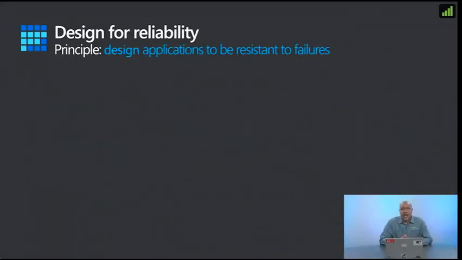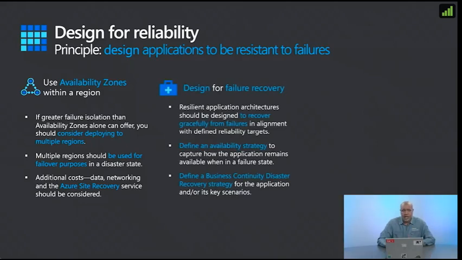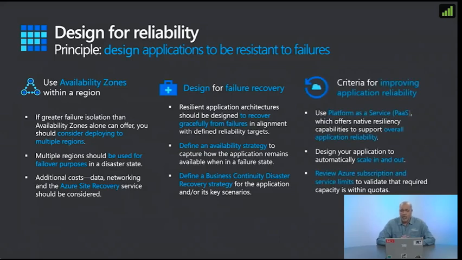Let's talk about the reliability principle and designing the applications to be resistant to failures. Building reliable applications requires failure-resistant design, maintaining uptime and balancing high resiliency, low latency, and cost. Reliable applications should maintain a predefined percentage of uptime, availability, and be able to recover from failures, resiliency. This takes into account using availability zones, designing for failure recovery, and criteria for improving application reliability.